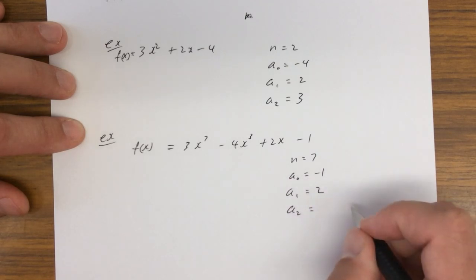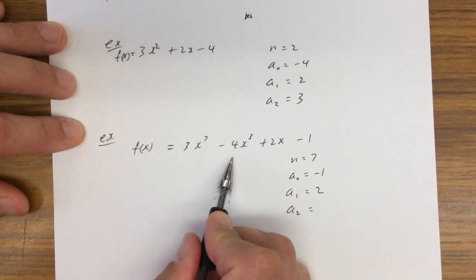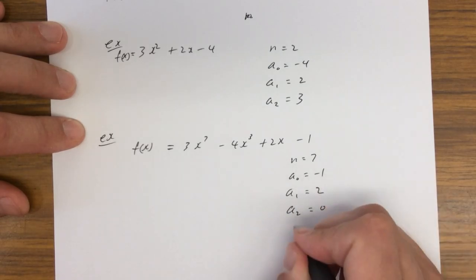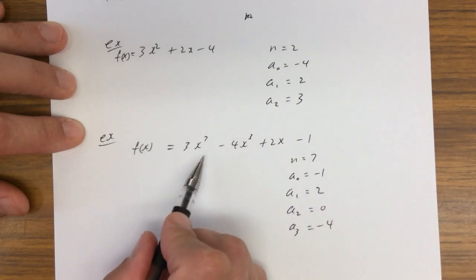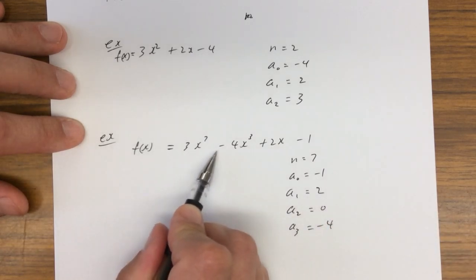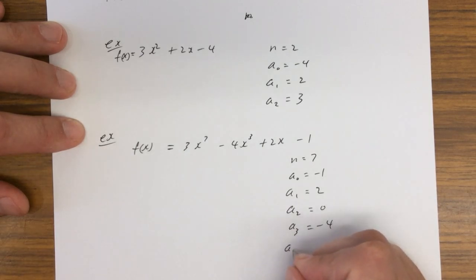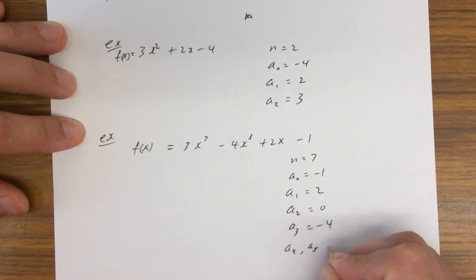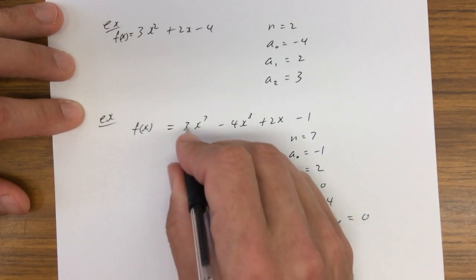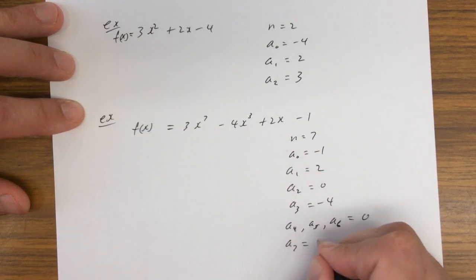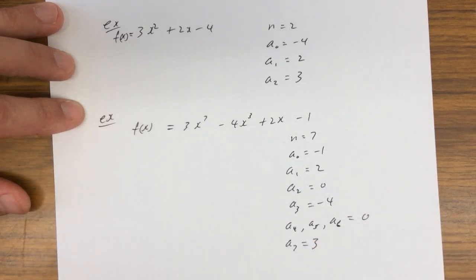a2 equals, well, there is no x squared term in here, so it must be 0. a3 equals negative 4. a4, a5, and a6 are not in this polynomial, so they all equal 0. And then a7, which is the leading coefficient, equals 3. We'll often refer to the leading coefficient as just a in the future. Okay, so these are polynomials.